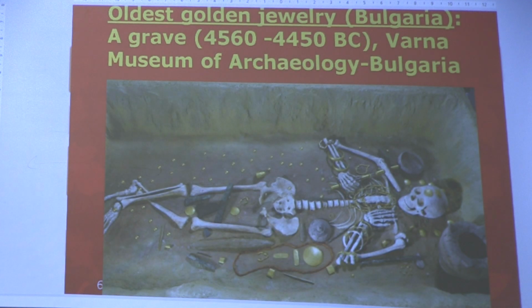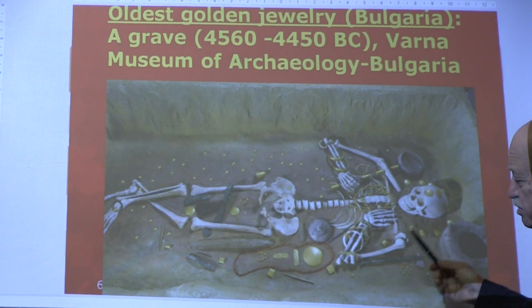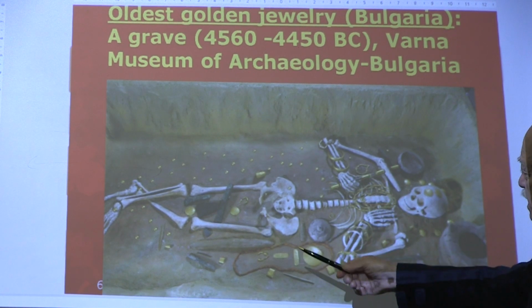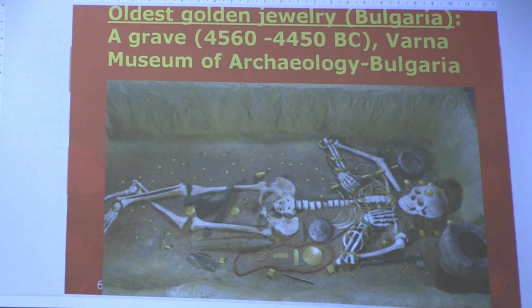They found a lot of jewelry made out of gold and some other jewelry as well. You can easily see the bright gold. He must be a very rich man, probably a king in Bulgaria. They were all processed gold. So this is the oldest jewelry made out of gold as far as we know.